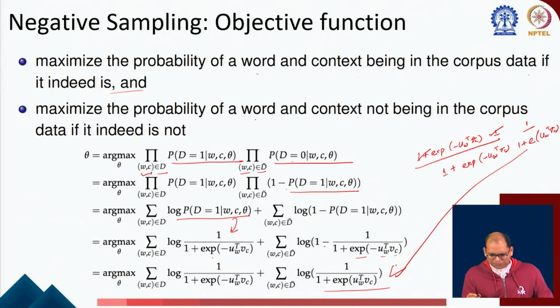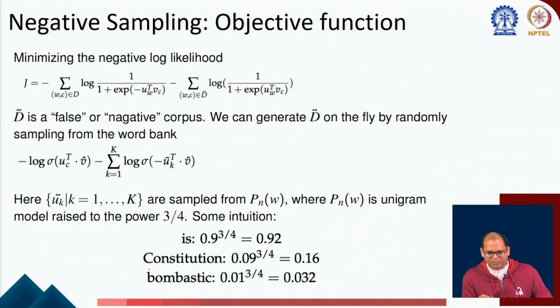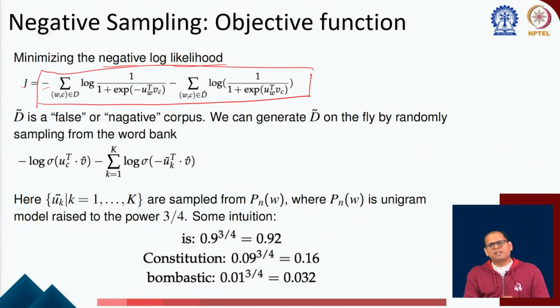Because we want to minimize the loss, the corresponding loss will be minus of this. I take the negative log likelihood, this was a log likelihood, and that becomes my loss function, for all pairs that I have seen in the data and all pairs I have not seen in the data. So this is the negative log likelihood loss. Now D hat is just a false or negative corpus. What we can do is generate this negative corpus on the fly by randomly sampling from the word bank. We already know which word came in the context of another word, so I can already write minus log sigmoid of U_C transpose V hat.